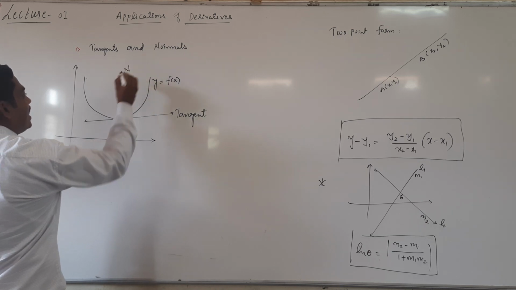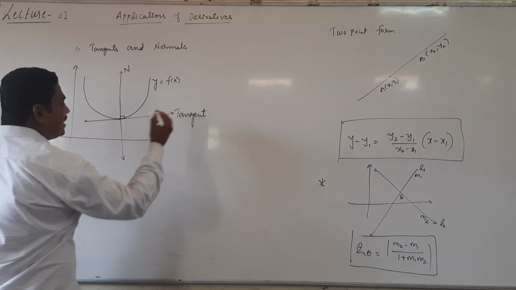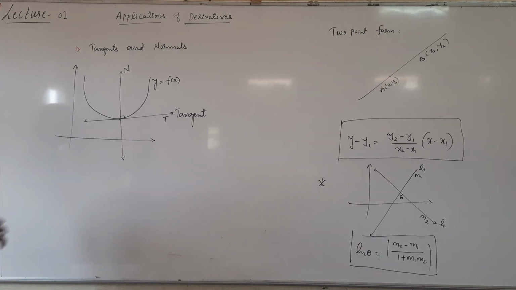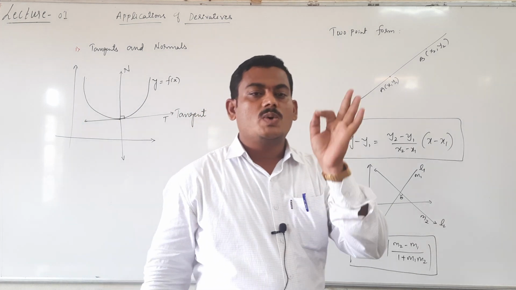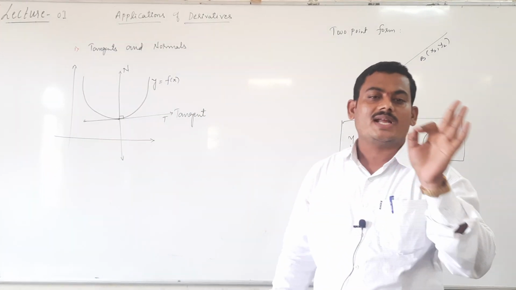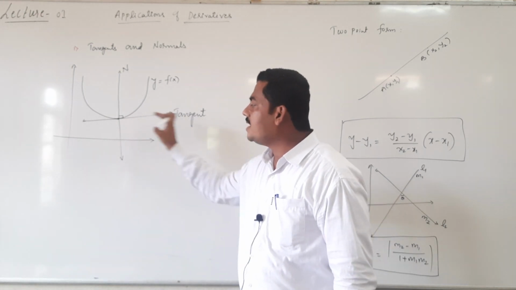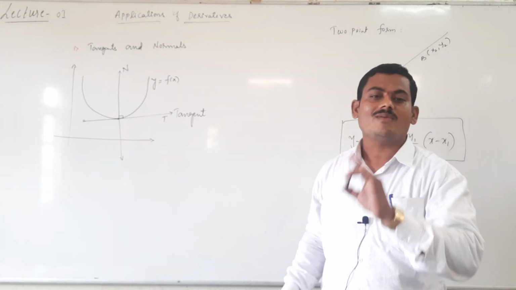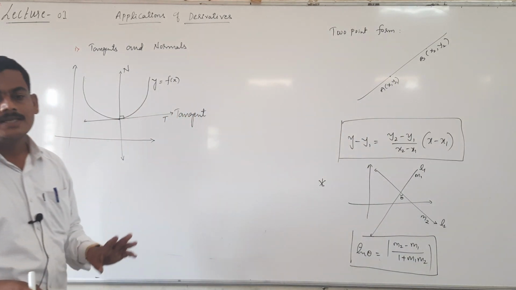This is normal line. Generally take it as n and tangent line take it as t. A straight line perpendicular to tangent to the curve is known as normal line. A straight line touches the curve exactly at one point, that straight line is known as tangent line.